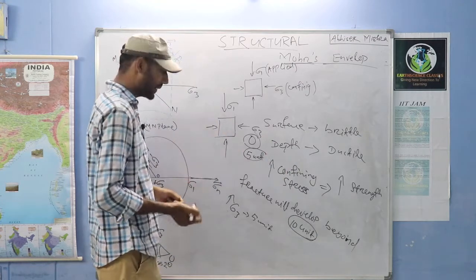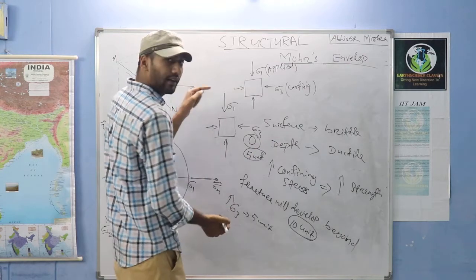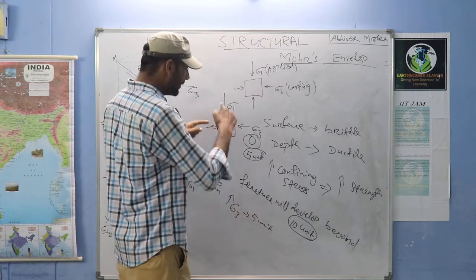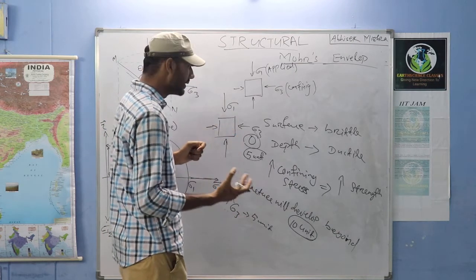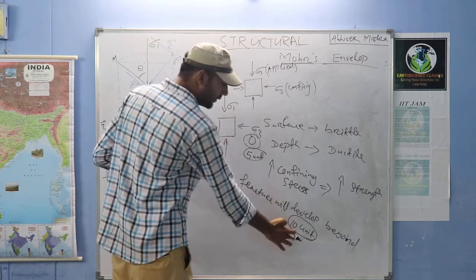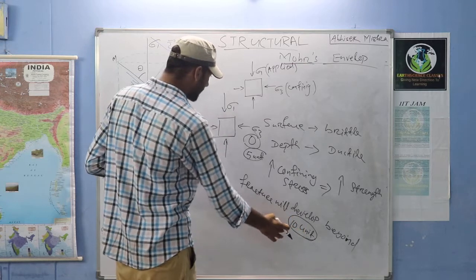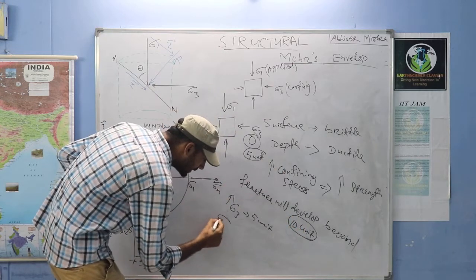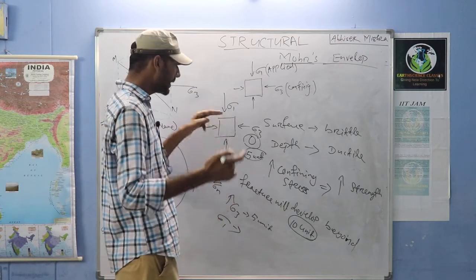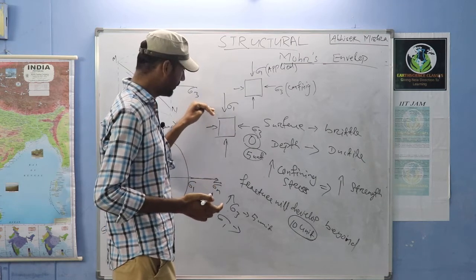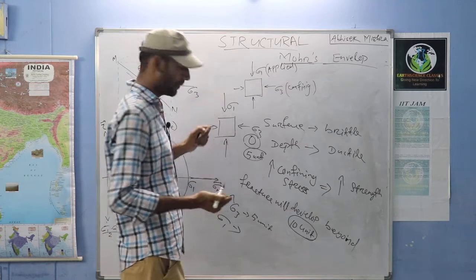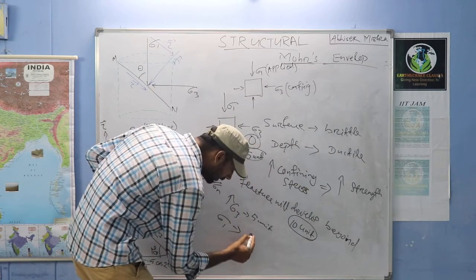Then I have increased the sigma 3 to 5 unit. Then, as I have told, if I increase the confining stress, then the strength of the material will increase. If the strength of the material will increase, it will not get fractured at 10 unit as in the previous case. So then I have to increase sigma 1 to break this material, or to make fracture in this material. Let's say sigma 1 will become 20 unit.